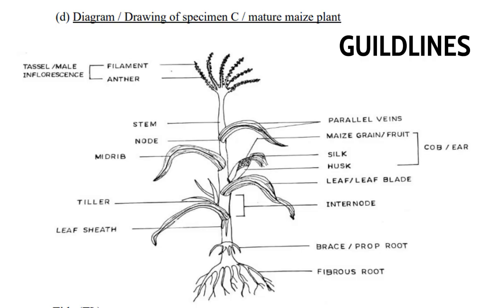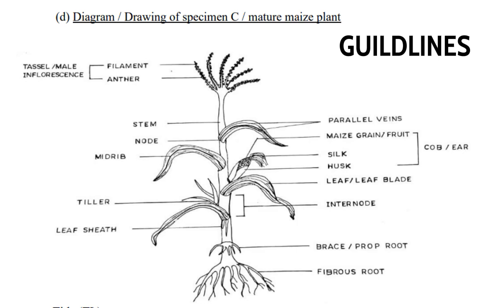Make sure your guidelines touch the structure being labeled. So if you are labeling the leaf, make sure your guideline touches the leaf. You shouldn't be just pointing anywhere in the air. You should touch the leaf or whatever is being labeled. Then your guidelines should be drawn carefully, so you should be drawing carefully and neatly.